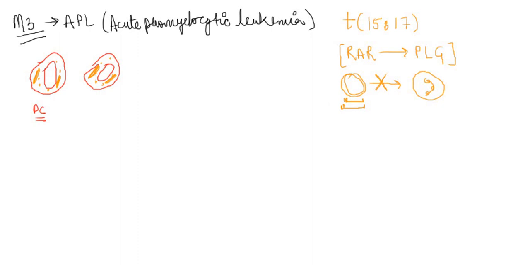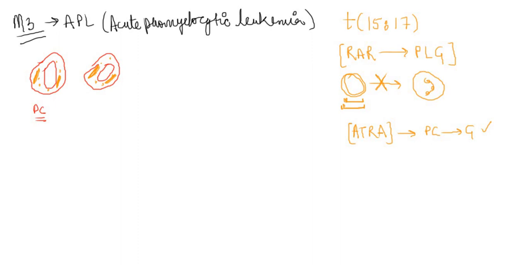Another important point in acute promyelocytic leukemia is that for its treatment we use all-trans retinoic acid, which is a derivative of vitamin A, and this will induce the differentiation of all the promyelocytes into mature granulocytes, and hence the acute promyelocytic leukemia will go into the remission phase.